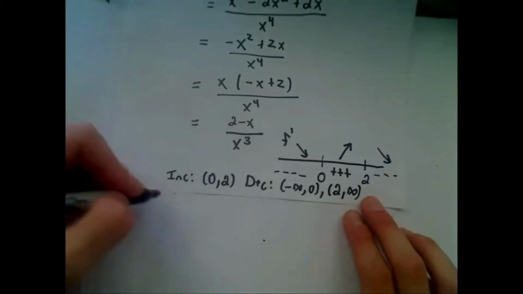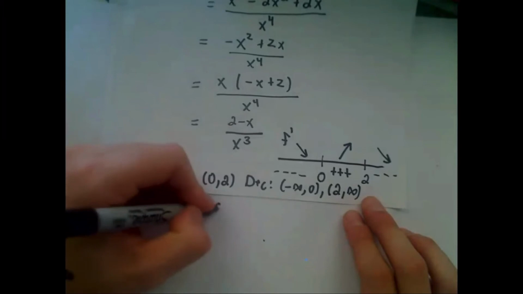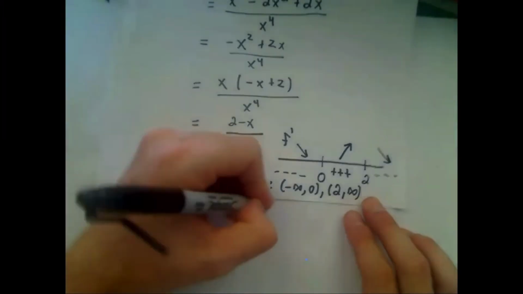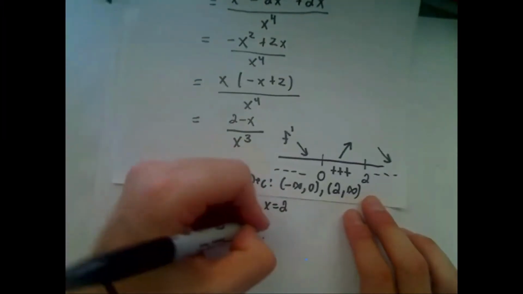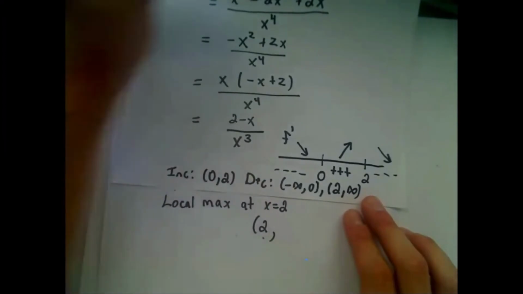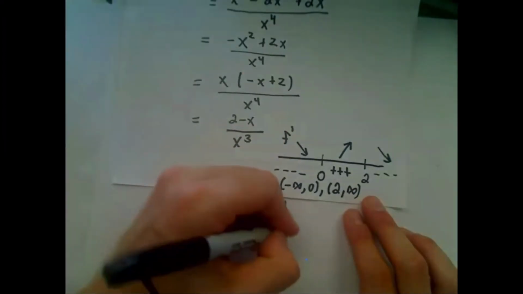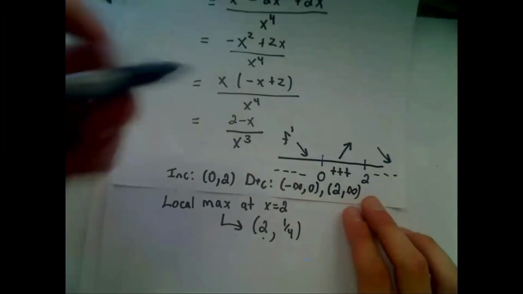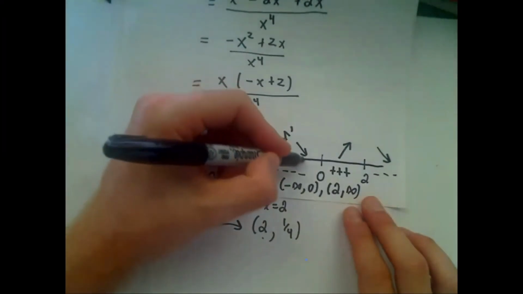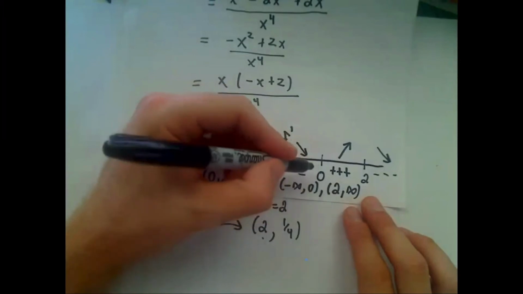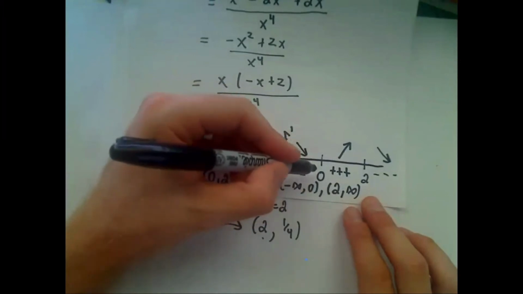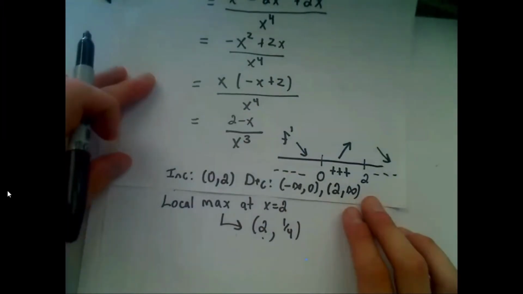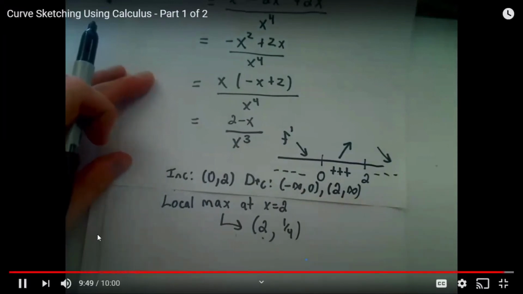From this, we automatically get that we have a local max at x equals 2. If you plug 2 into your function, it looks like you'll get 1/4. So we have a local max at (2, 1/4). It looks like our function goes from decreasing to increasing at 0, but remember 0 is not even in the domain. So there's no way that 0 could correspond to a local minimum.